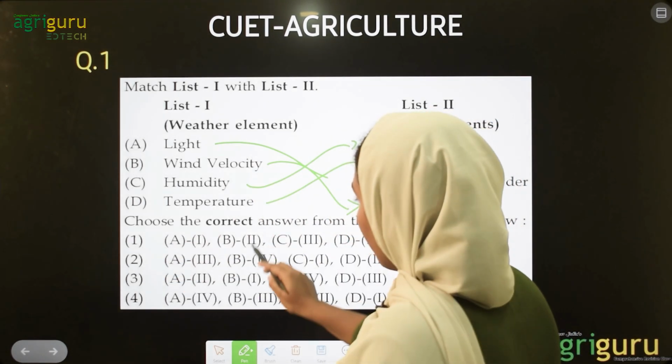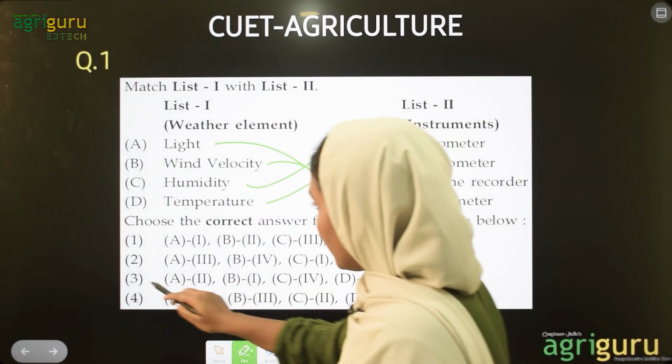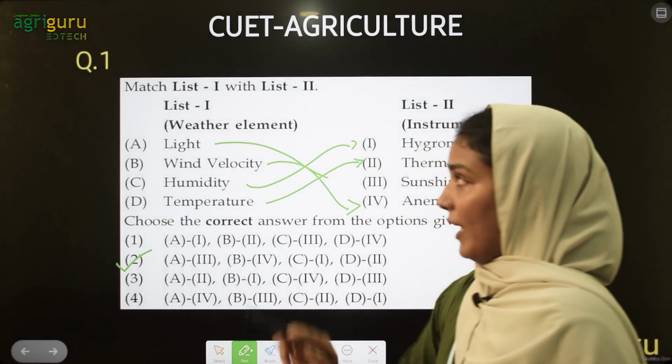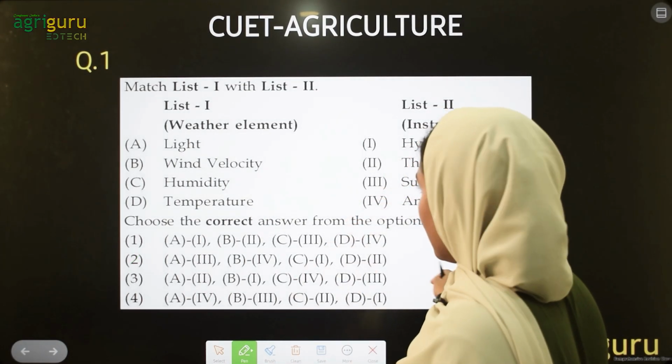Let's check which option corresponds to these answers. It is option 2. Option 2 is the right answer for this question. Now let's move on to the next question.